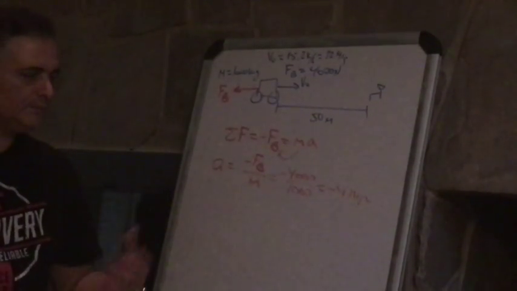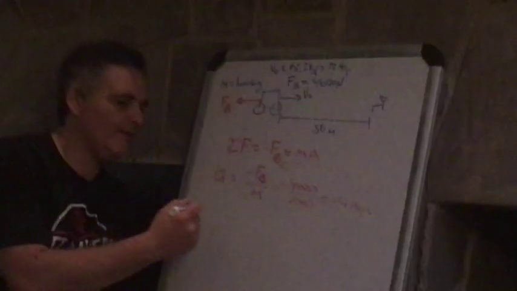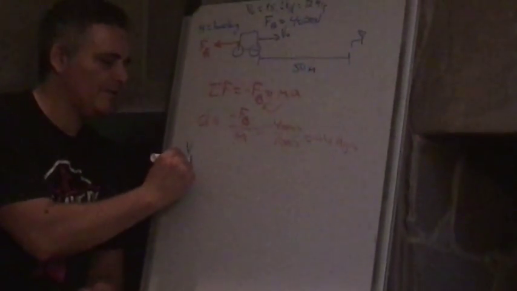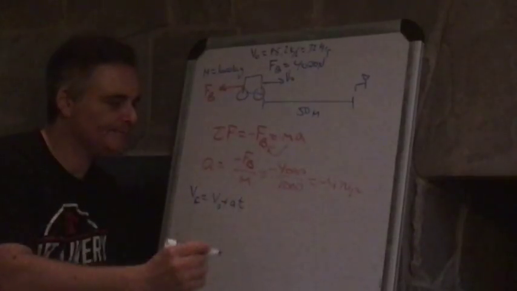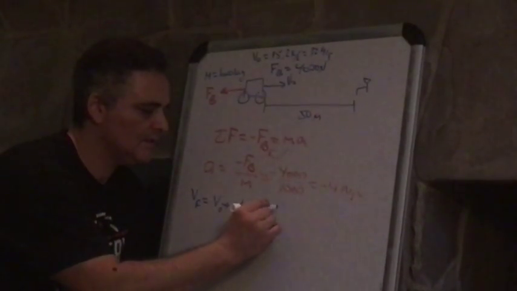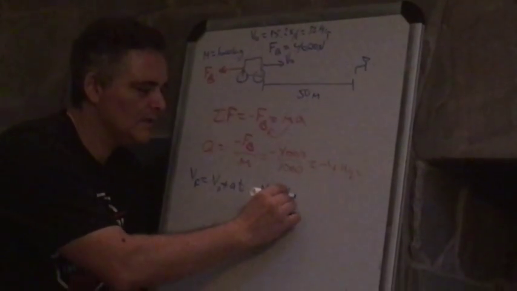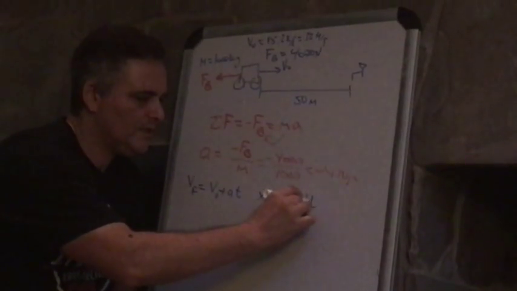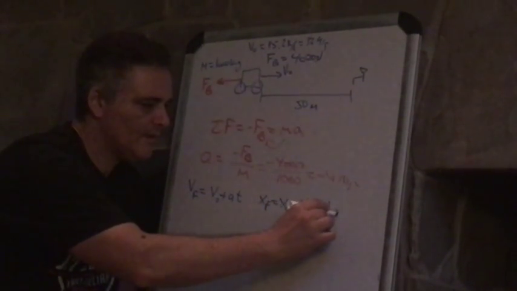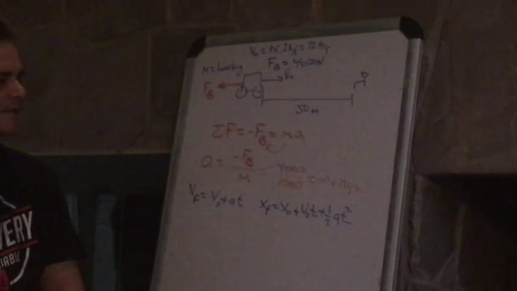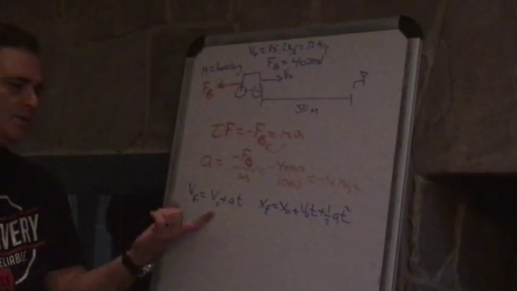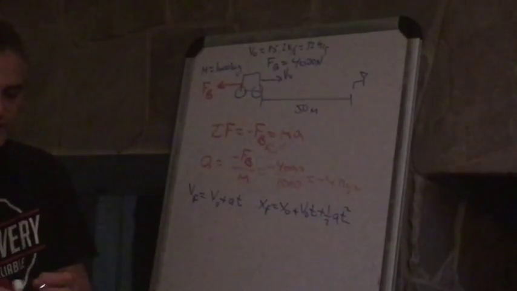We always plug it into the equations of motion. We have two equations of motion: V final equals V initial plus AT, and X final equals X initial plus V initial T plus 1/2 AT squared. And as usual, we look at the two equations and see which one gives us the information we need.